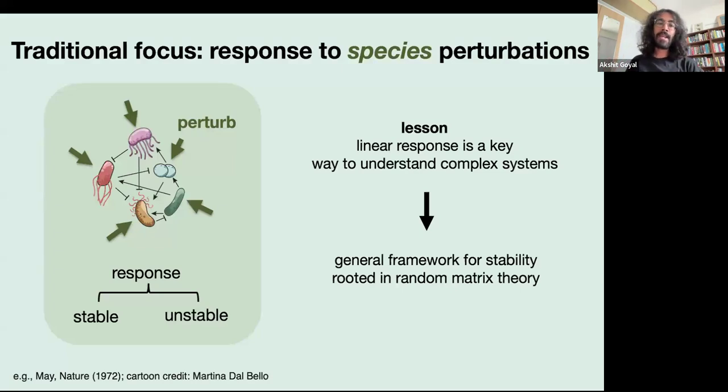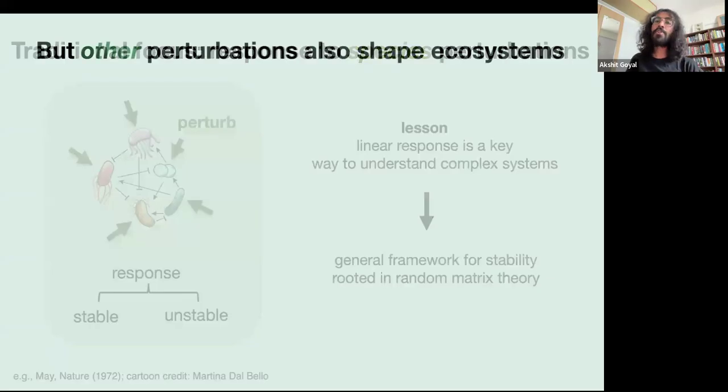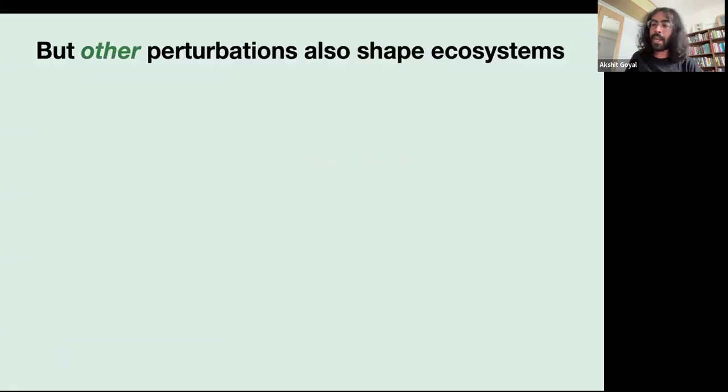But as well as we understand how ecosystems respond to species perturbations, we of course also know that these are not the only kind of perturbations going on in ecosystems. There are many other perturbations that also shape ecosystems. And I would say there are two broad classes of these. First, of course, is a class that I would say are abiotic perturbations.